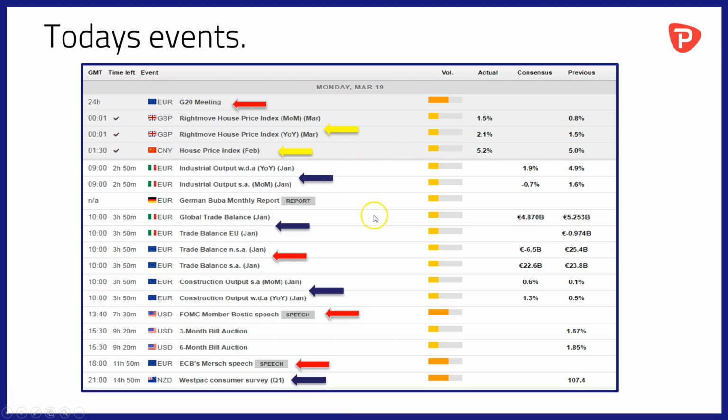To come then at 9 a.m. this morning GMT, we'll have industrial outputs data out of Italy for the month of January. We'll have more data from Italy at 10 o'clock in the form of its global trade balance data for January, and at the same time we'll see trade balance data for the wider Eurozone released, alongside construction output for January as well from the Eurozone.